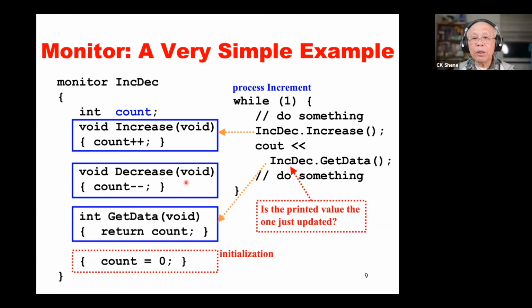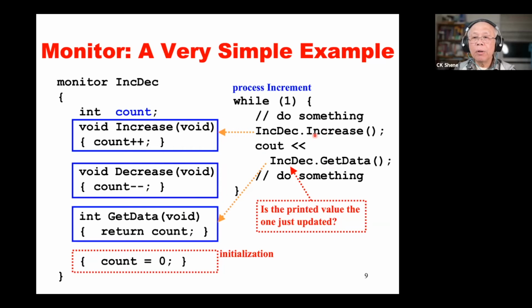If I am successful, the value returned would be 4. If you are successful, I wait outside. So if you are successful, you enter the monitor, subtract 1 from count, making the value of count 3. And then you exit the monitor. I enter the monitor through get data. What do I get? 3. The value is not the one just updated. So here, be aware of this. Okay?